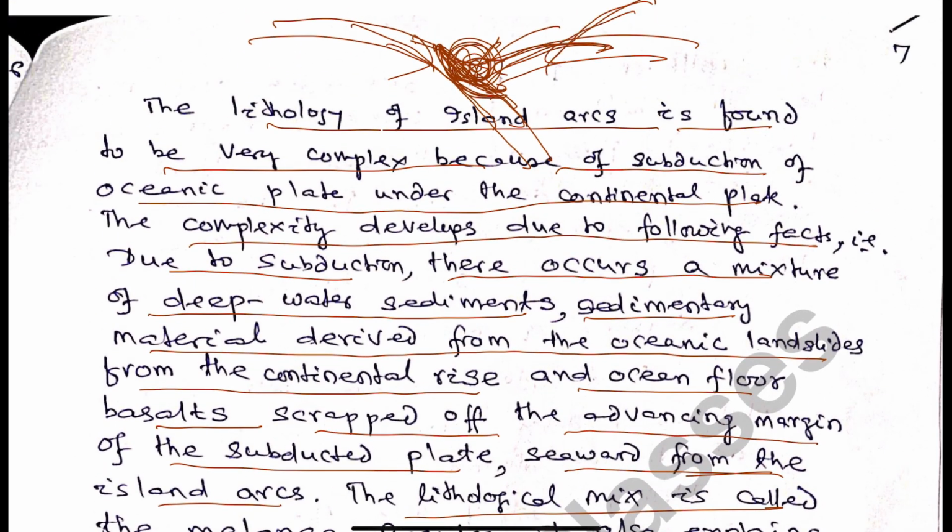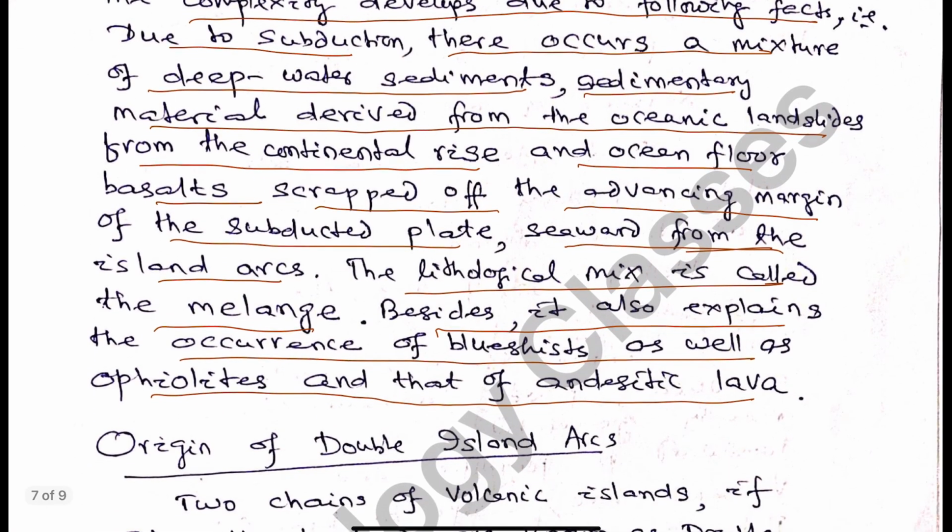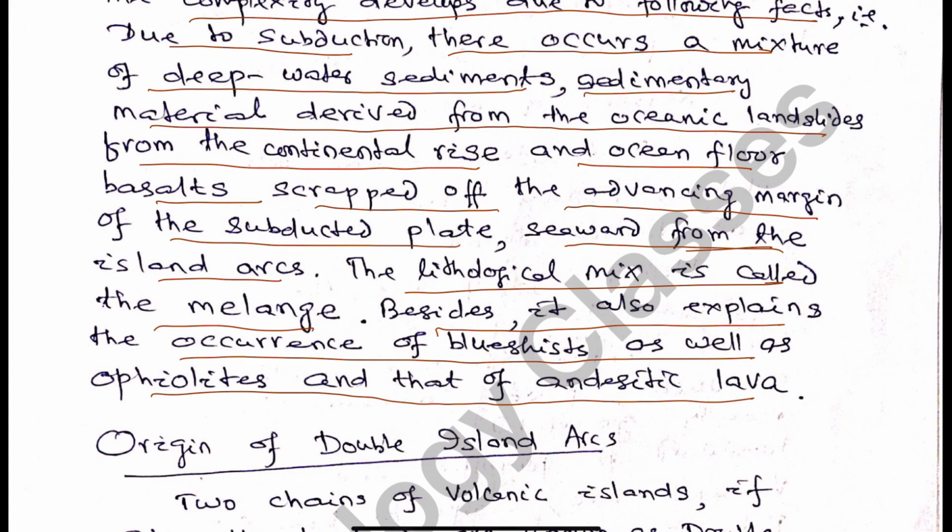So if this is the descending plate, the arc is like this. Convex side is facing towards the ocean, concave side towards the land. So this is andesitic. This side is andesitic. Landward side is andesitic. This side may be basic, basaltic. And here there may be a very complex mixture which may give rise to melange along with formation of blue schists.